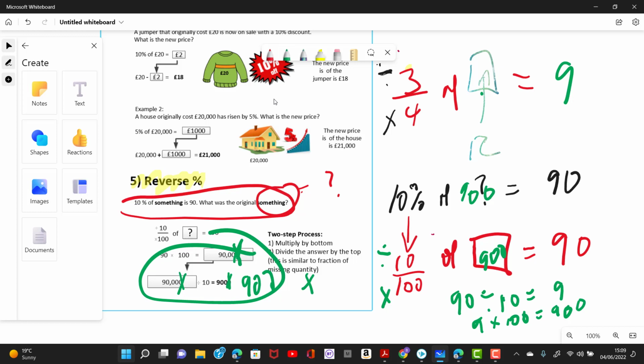That completes our series on reverse percentage as well as percentages in general. So the 5 topics are: find percentage of amount, decimals and percentages, fractions and percentages, decimal increase and decrease, and last one, reverse percentage.